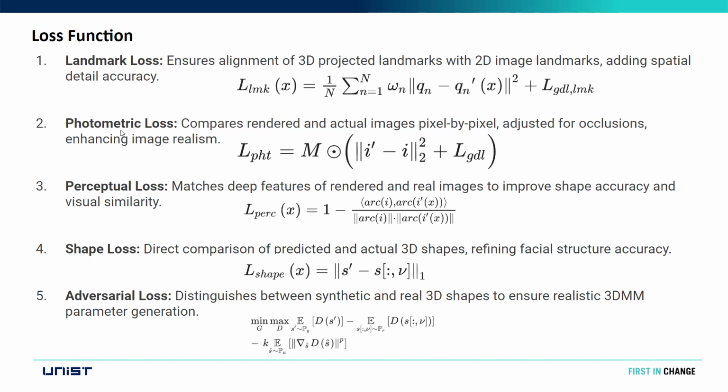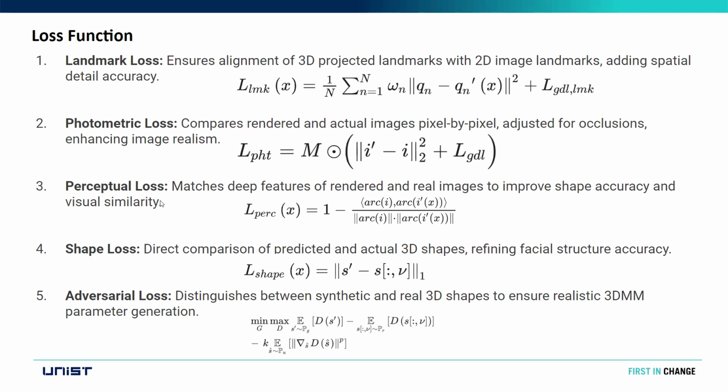So the second one is the photometric loss. It compares the rendered and actual image pixel by pixel, and this can also be adjusted for occlusion to enhance realism. So I prime is the reconstructed image, and I is the input image. They just do an L2 difference to calculate this.